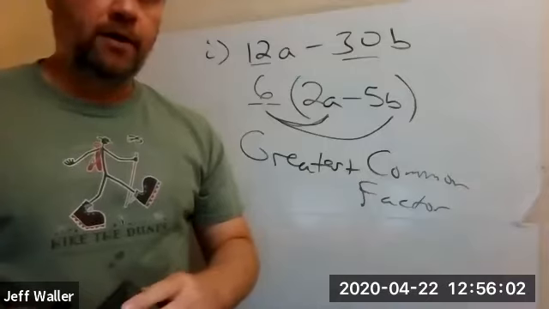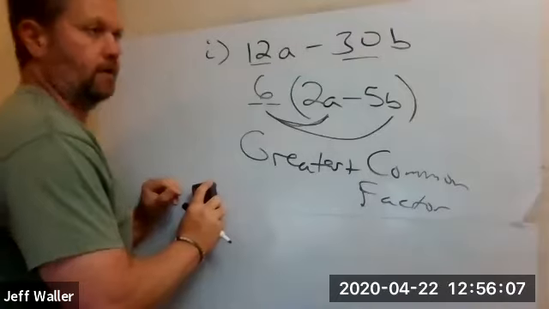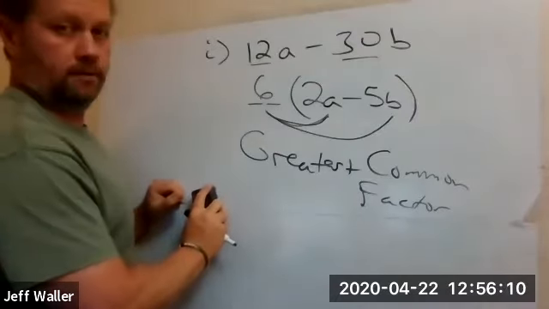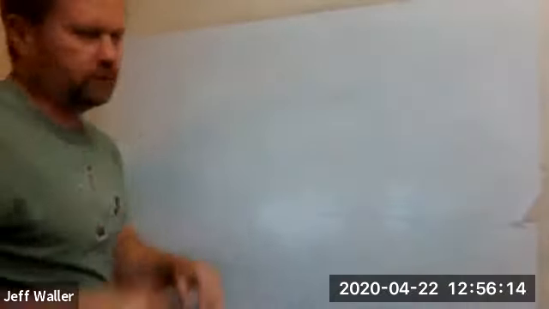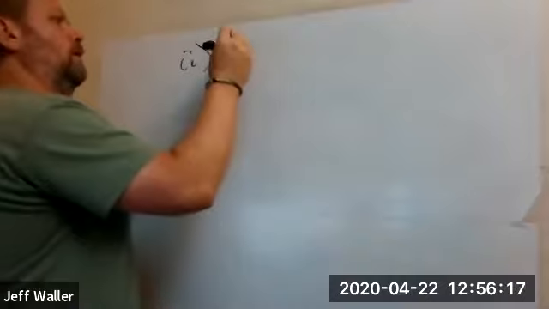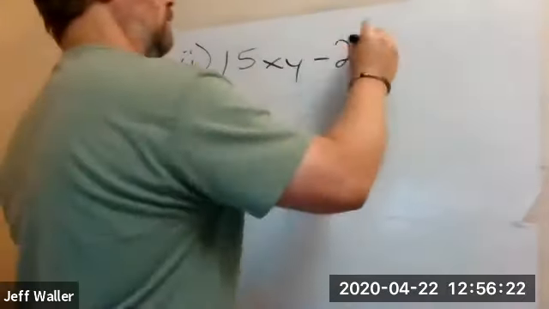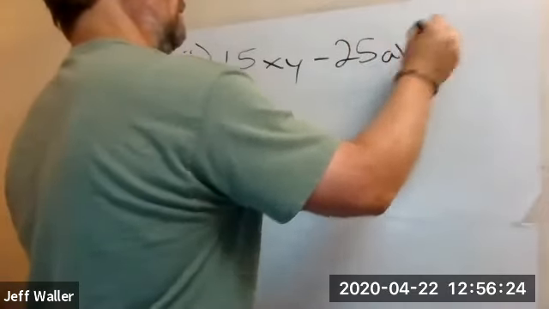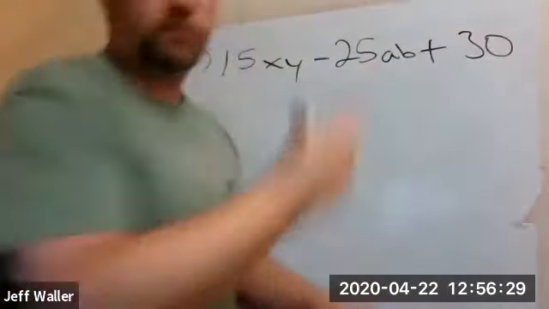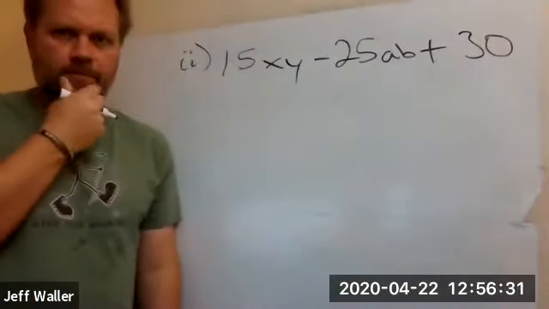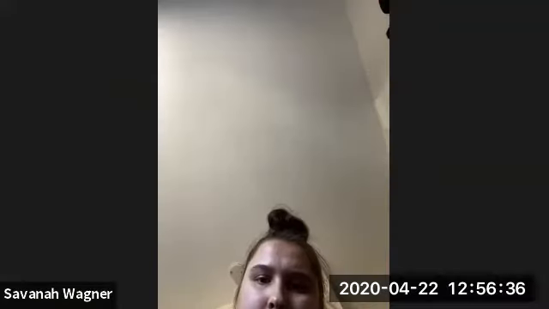Okay, so let's try one. Let's try another one. Let me see. I'm going to take this away. So let's try this one. Is that a 30 at the end? That is the 30 at the end, yes.